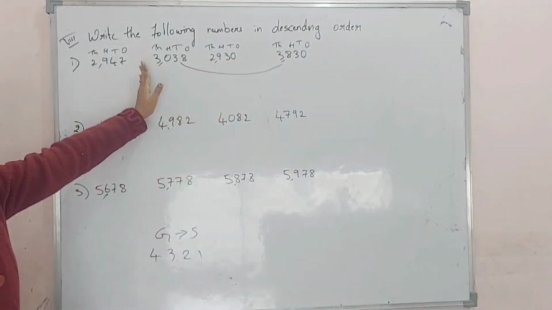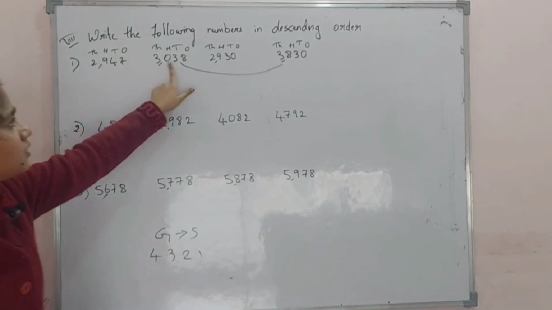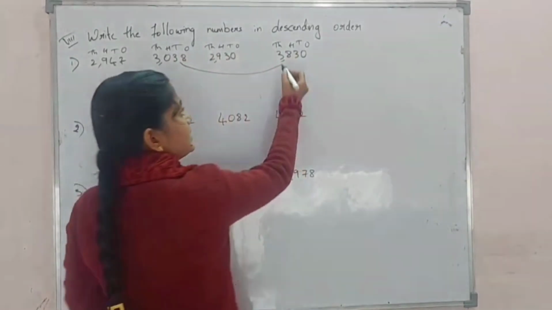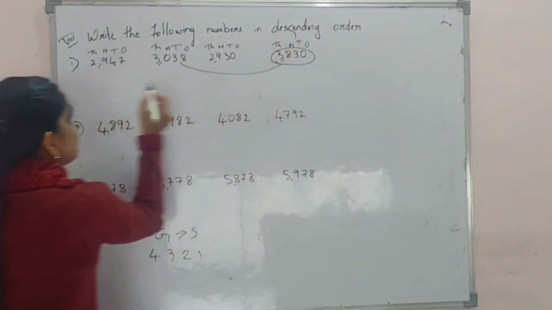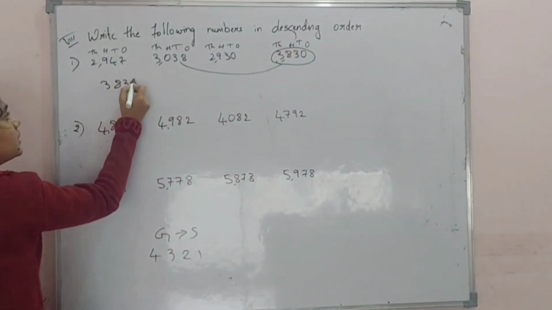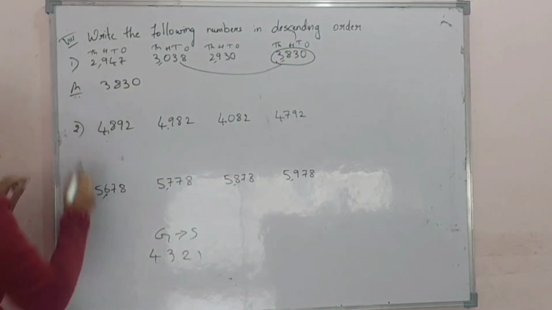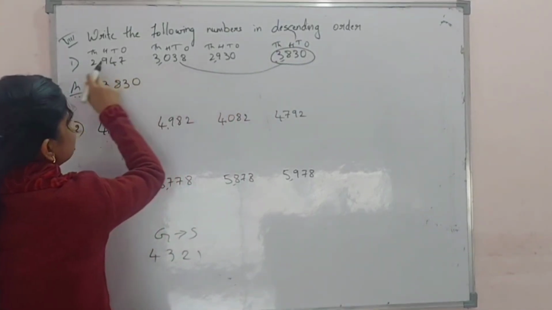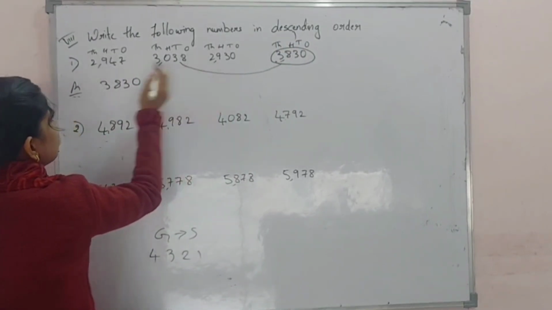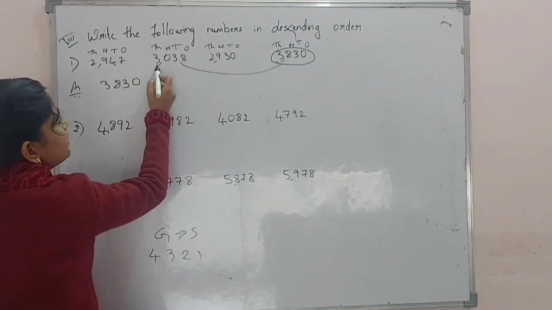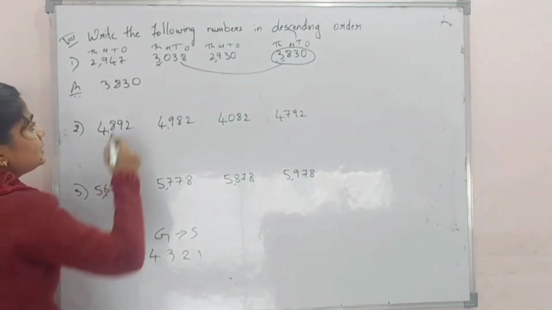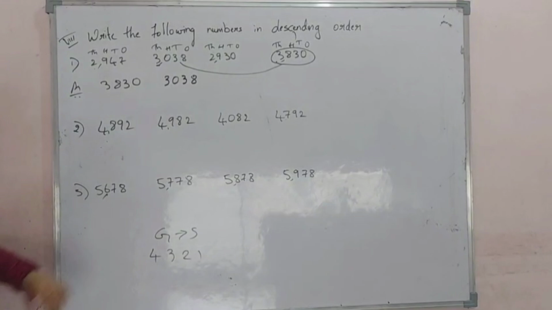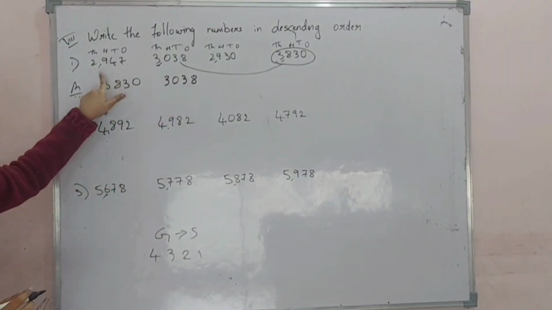Correct. Next, let me check with the 100 place. 100 we have 0. Here we have 8. Which is the greatest in between this 0 and 8? This one is the greatest. So I am taking this one as my first greatest number. Next, in this 3 we have to check with the second greatest. 2, 3, 2. This one will be my second greatest number. Correct. 3038.